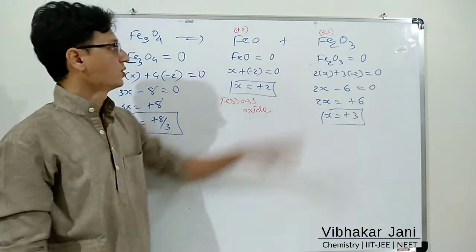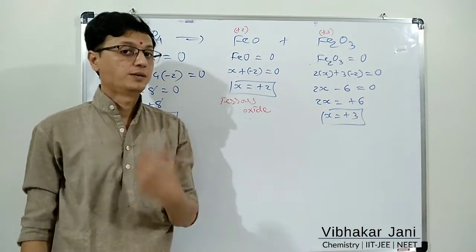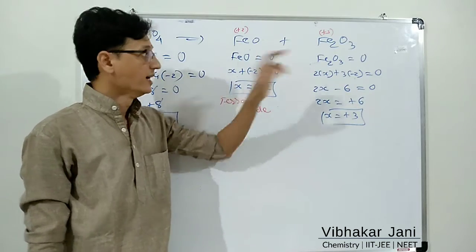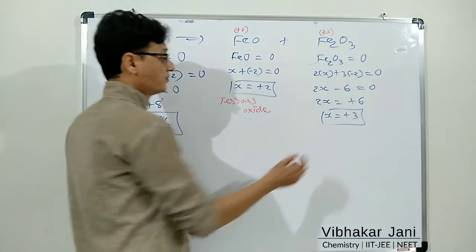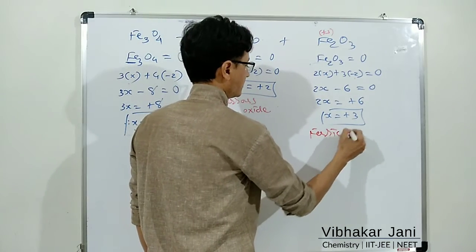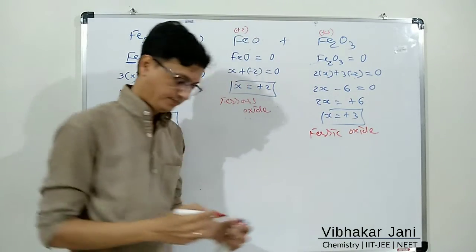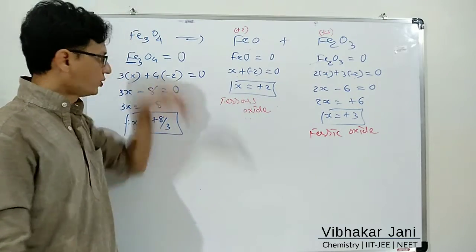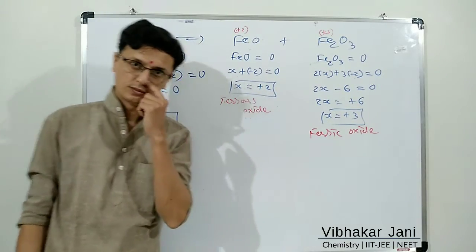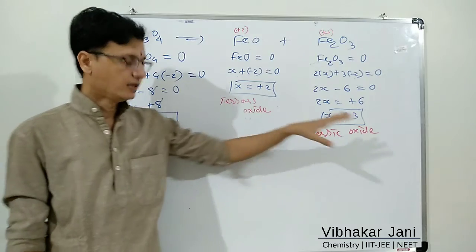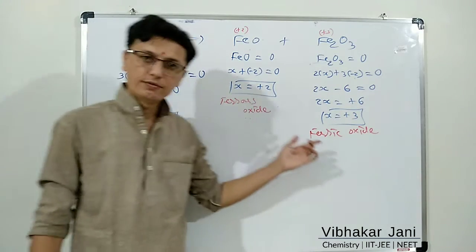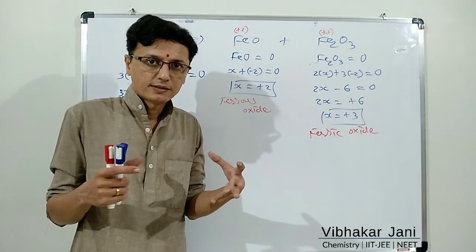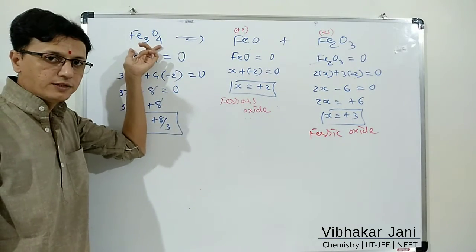Now the oxidation states of these Fe's are different. This Fe is in +2 and these two Fe are in +3. The name of this compound is ferric oxide. So in Fe3O4 there are two different compounds, ferrous oxide and ferric oxide. Ferrous and ferric oxide are mixed together, then it will be Fe3O4.